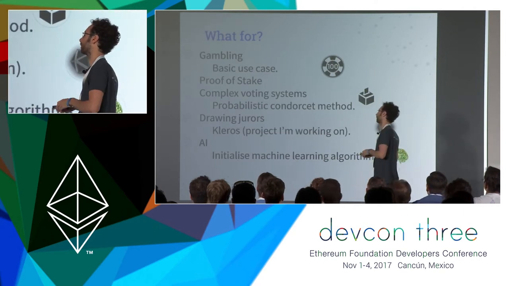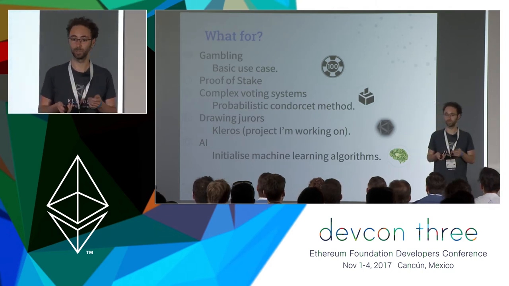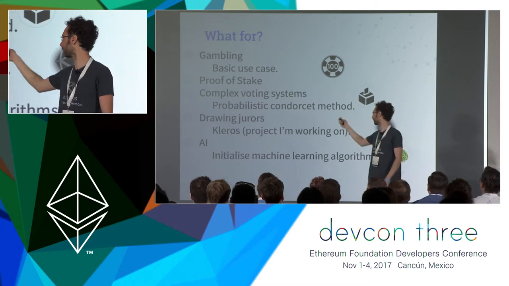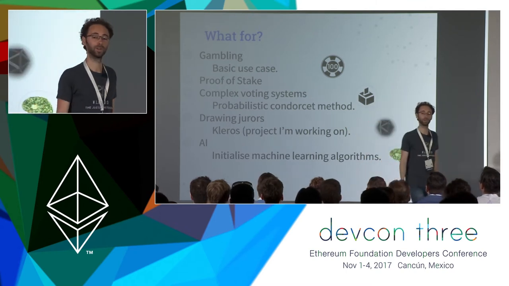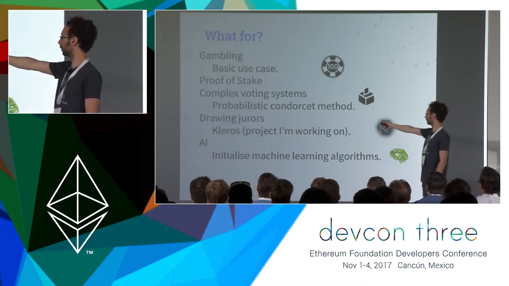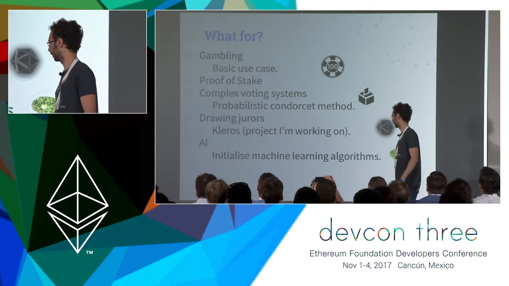Why do we need those? The basic use case is gambling. We need those in proof of work. We need those in complex voting systems. The probabilistic Nakamoto method is, in my opinion, the state of the art in terms of voting systems. We need those for drawing jurors. In the project I'm working on, that's what we do.